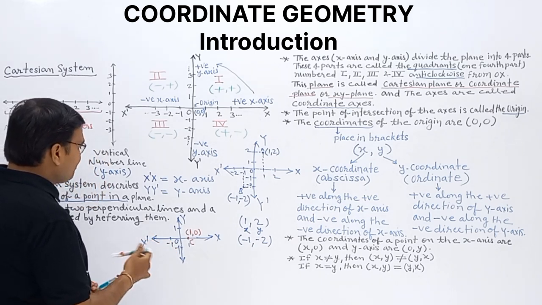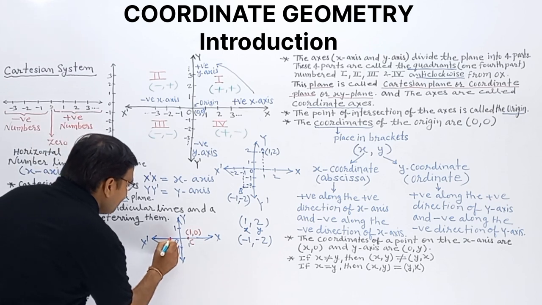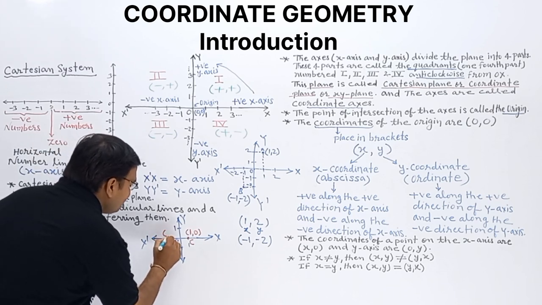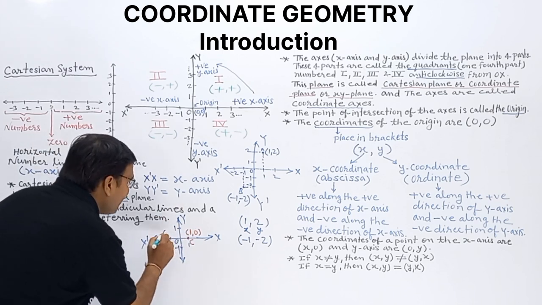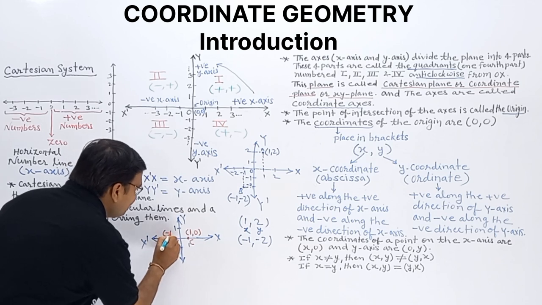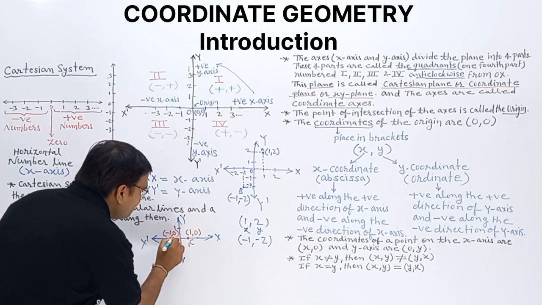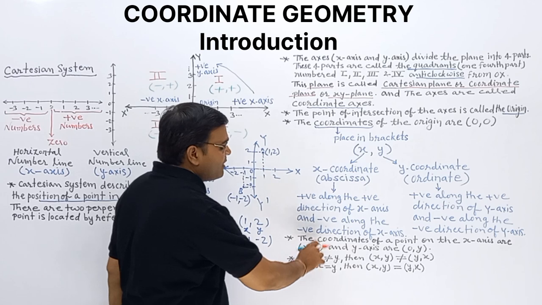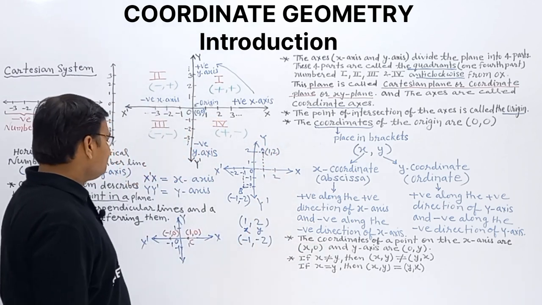If the point is there, then what will be its coordinates? I have another point on the x-axis. There is the point at -1, and what is its coordinate? X comma y. X is what? -1. Y is what? 0. Or we will write, on the x-axis, x comma 0. Clear?